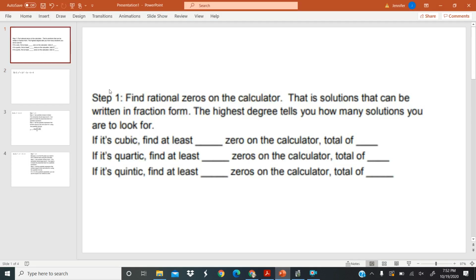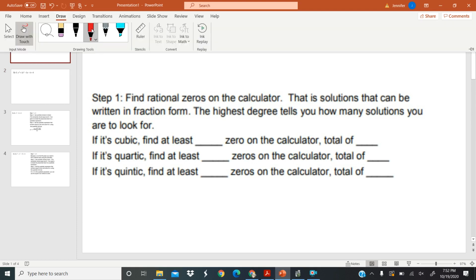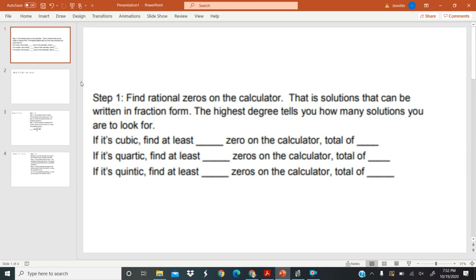So, starting at the beginning, we're talking about finding all of the zeros, real or imaginary, of polynomial equations. We're going to talk about cubic, quartic, and quintic, and that one is x to the fifth. You're not going to use that as much. If it's cubic, there's going to be a total of 3 zeros or 3 roots. If it's quartic, there's a total of 4, and if it's quintic, there's a total of 5.